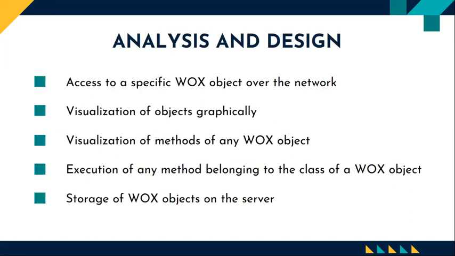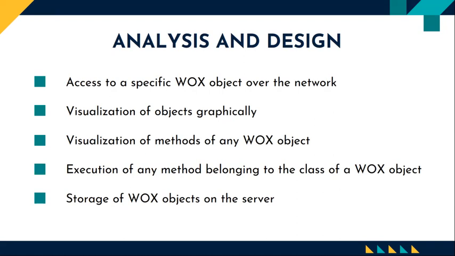The functionality of the web system developed can be divided in a series of actions that can be carried out. Here we show some of them. The first one, access to a specific WOX object over the network. The web system allows its users to access a WOX object stored in the system from a unique URL generated by the same system. With this URL, users can directly access the object without having to enter the repository and search for their desired object among all the existing objects in the same repository.